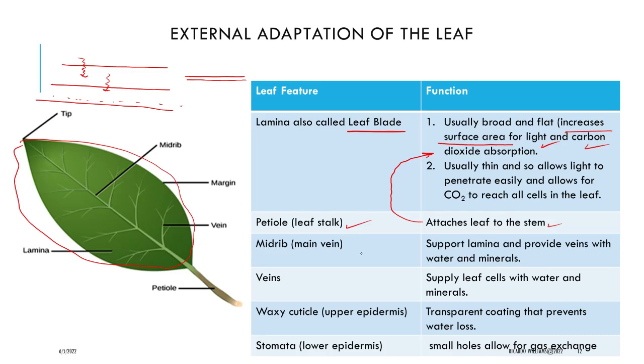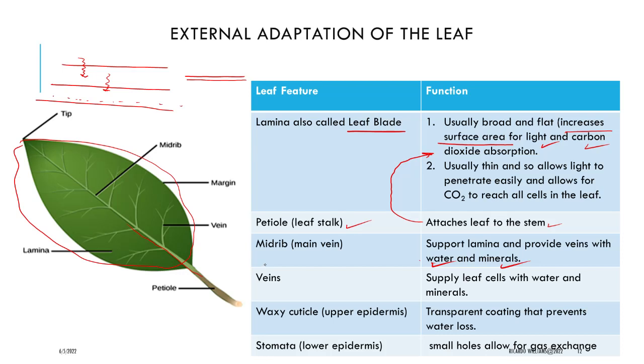The midrib, or the main vein, actually supports the lamina, because you can see it is forming exactly from the petiole and spreads right throughout. So it offers some structural support to the leaf itself, but its main role is that it is the main supply of water and minerals to the leaf. And the water and minerals are very important because water is a raw material for photosynthesis.